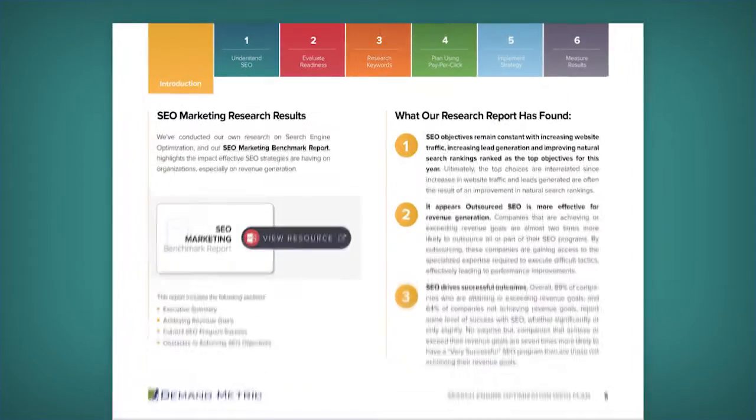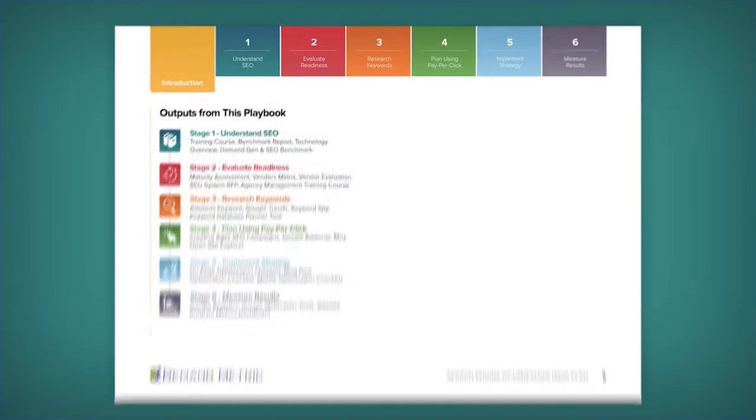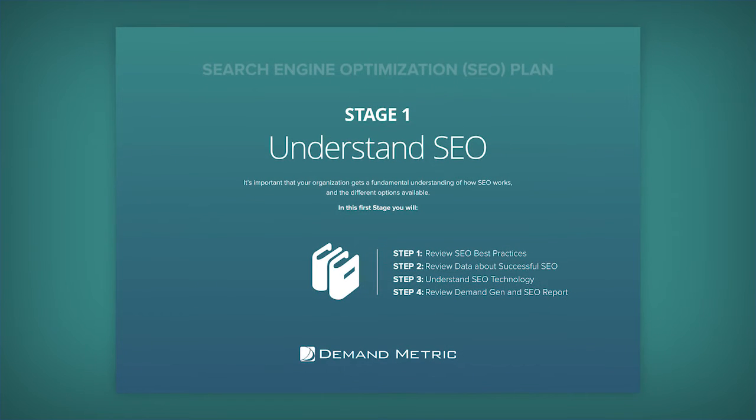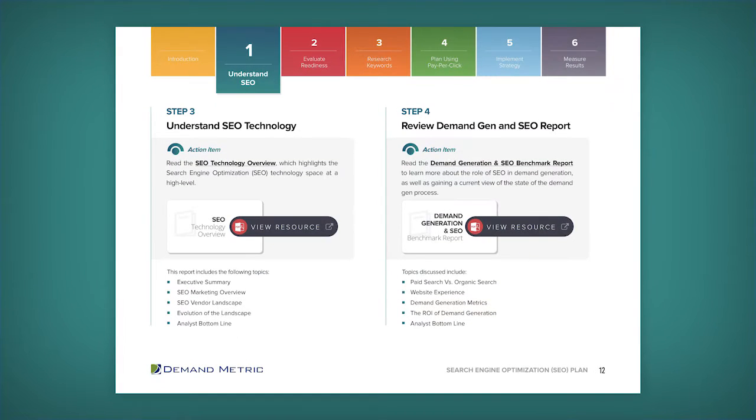Our playbooks are filled with links to our practical modern marketing tools, templates, and training, which are organized stage by stage, step by step. Starting with stage number 1, understanding SEO. Here, your first step is to review SEO best practices and then review data about successful SEO. Next, you're going to understand SEO technology and then review demand gen and SEO together in a report.